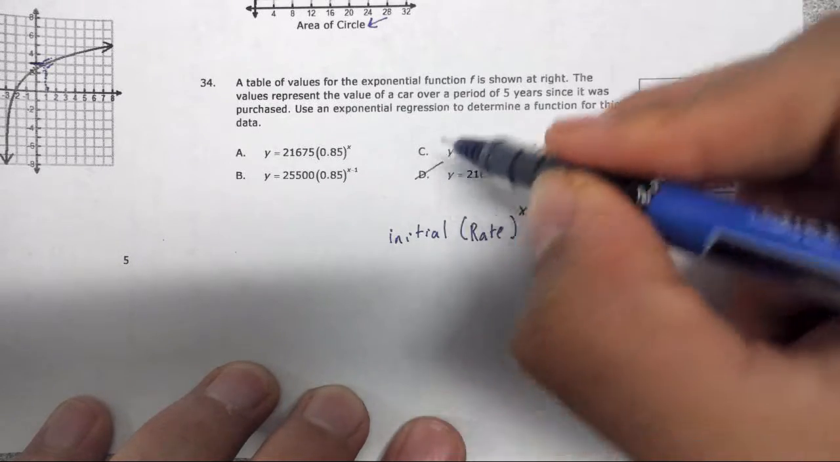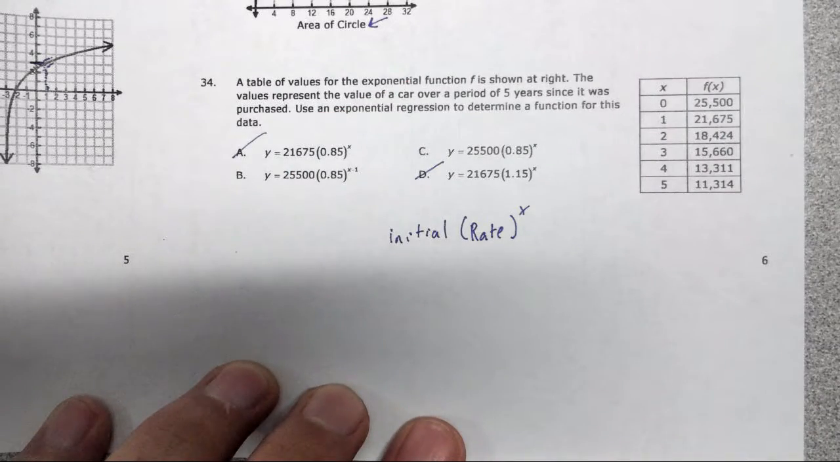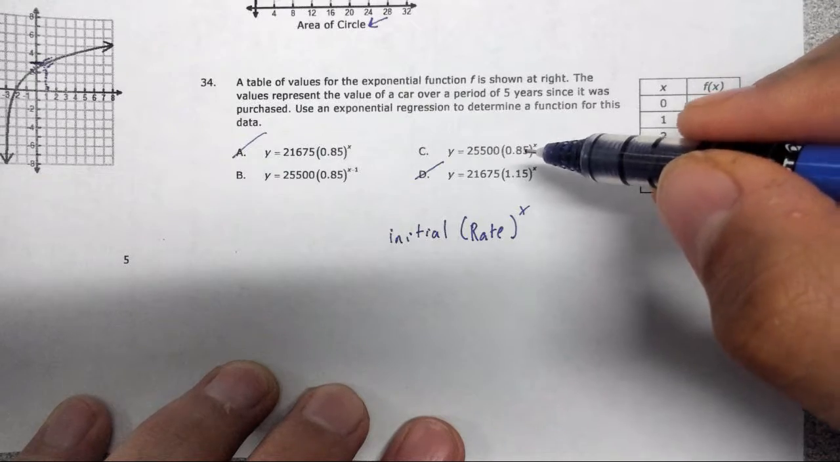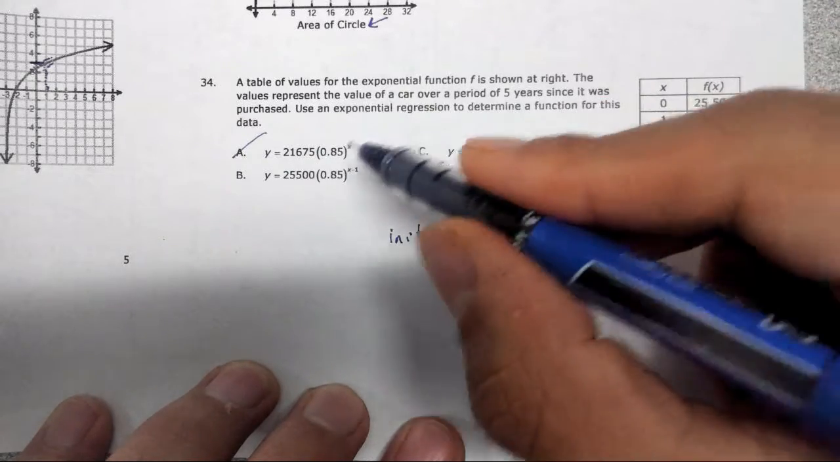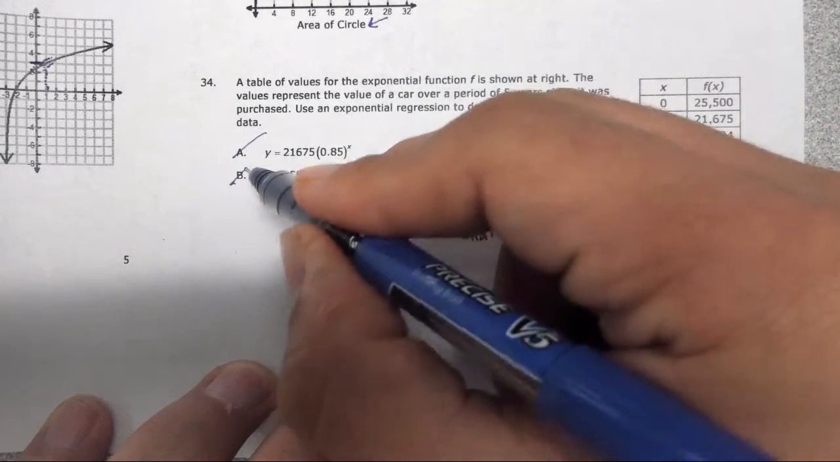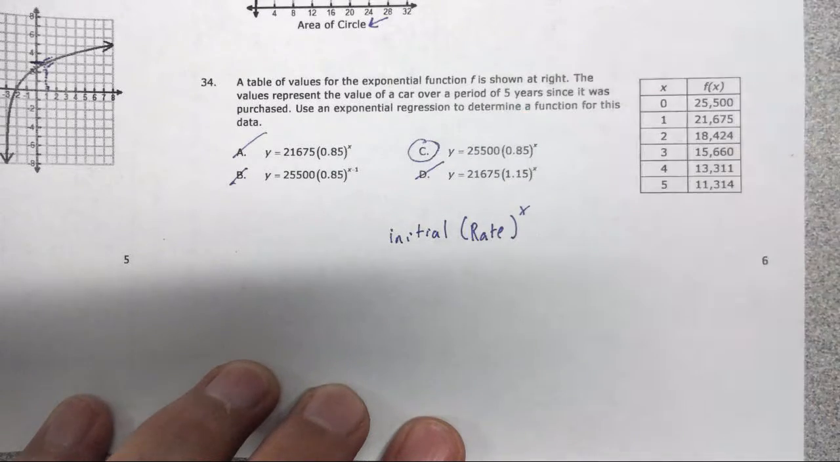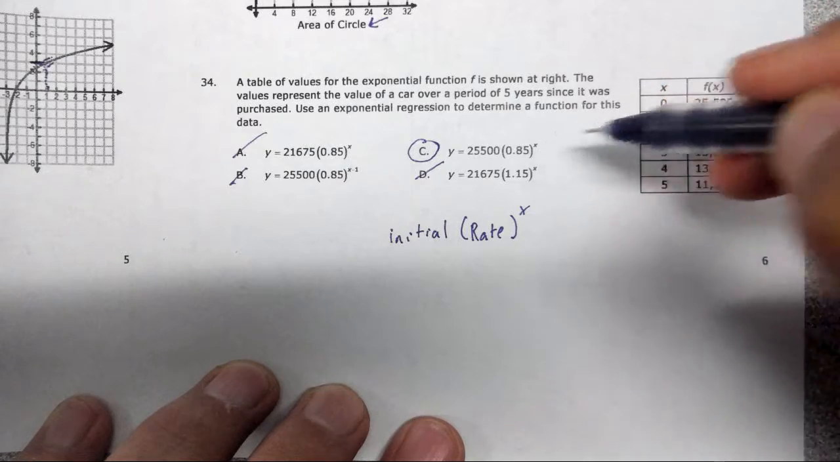So I can eliminate D and A. And your rate is 0.485 in both. It's not x minus 1. It's just x. So it's going to be C. You can also put this in your calculator, and you'll see that the tables will match.